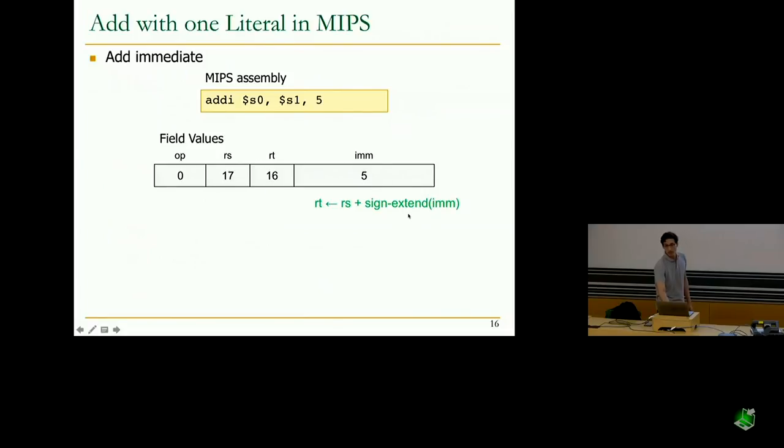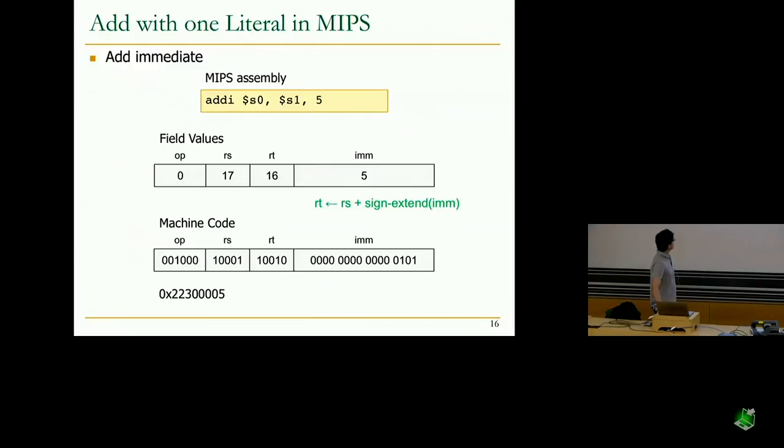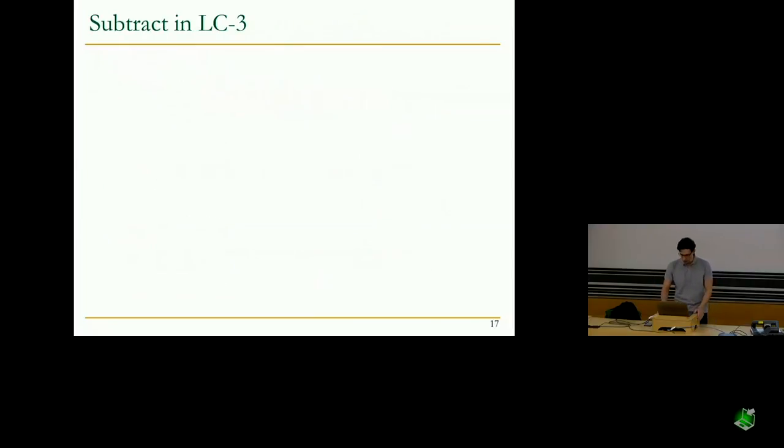Again, same as in LC3, we have to sign extend. In this case, we sign extend from 16 bits, which is the size of this immediate, to 32, because remember that 32 bits is the word length, the size of the quantities in MIPS. And this is the machine code, and we can also use hexadecimal to represent the machine code. So those are the operate instructions using immediates or literals as operands in LC3 and in MIPS.